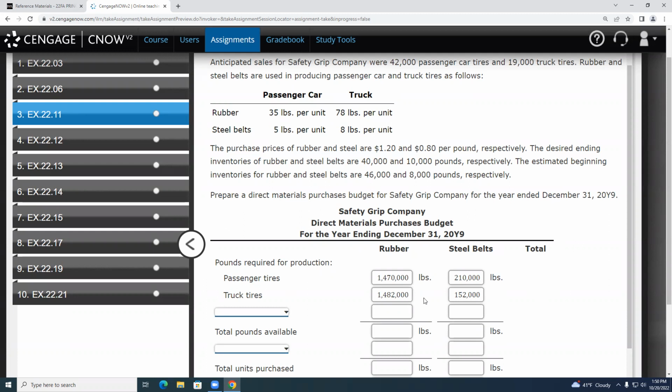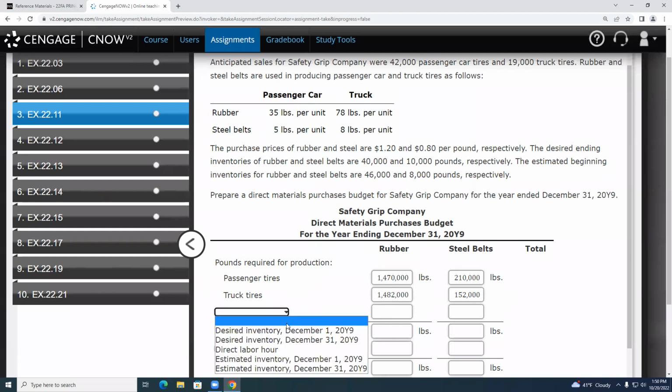And so even though we're making fewer of the truck tires, they take more than twice as much material for rubber and about 60% more steel belts. And so we can see our amounts that we need to support that production.